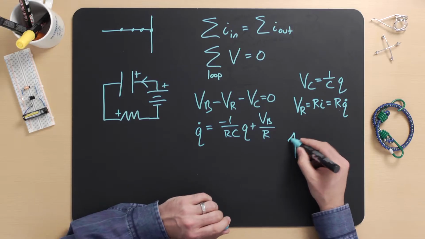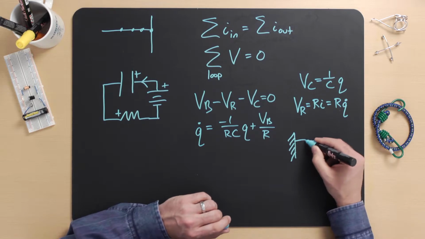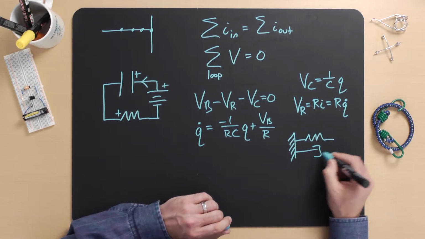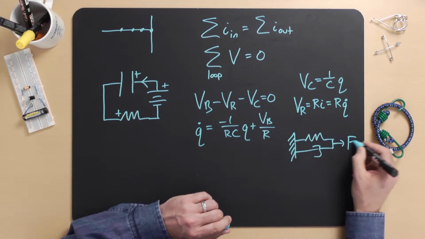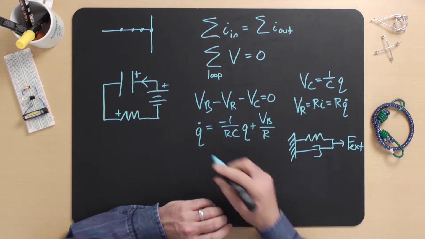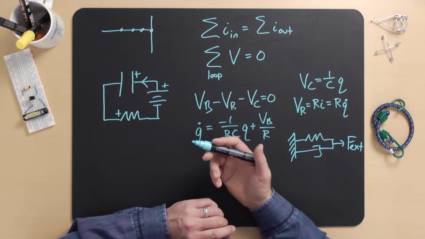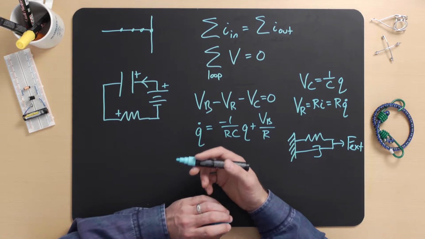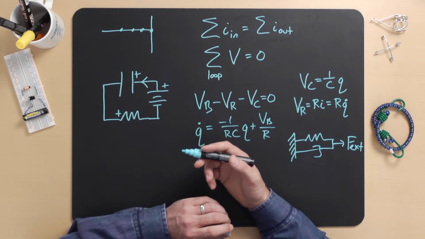This is the same differential equation as the spring damper system with an external force. So you can think of this as being a wall, a spring, a damper, and an external force. It is a linear, constant coefficient, first-order ODE, so we can use all the same tools we used for mechanical systems, including Euler integration, analytical solutions, superposition, and convolution.